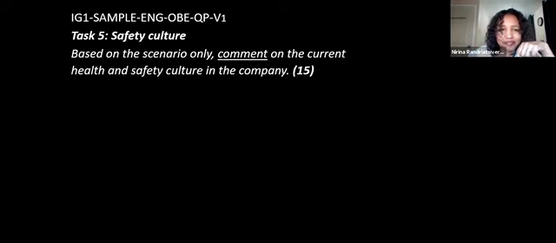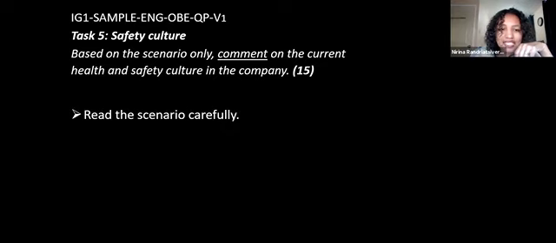So let's go back to this question. This is one from the sample provided by NEBOSH. Question number 5: based on the scenario only, comment on the current health and safety culture in the company. Of course, we did not go through the scenario, and you cannot answer this question without knowing the scenario first. So instead of going through the answers, let's just look at the steps. How are you going to answer this question?